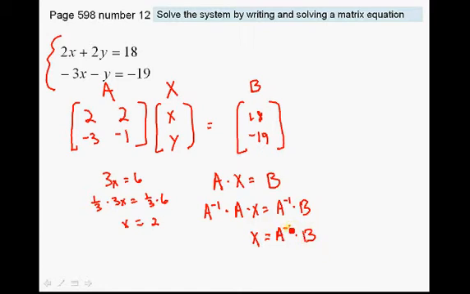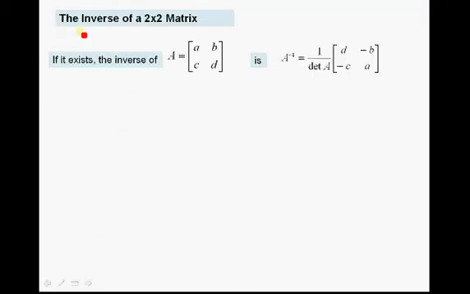So what we need to do now is, well, we know what X is, we know what B is, but we don't know what the multiplicative inverse of A is. So that's what we've got to figure out. Once we figure that out, we're kind of home free. So let's take a look at how to find the inverse of a 2x2 matrix.